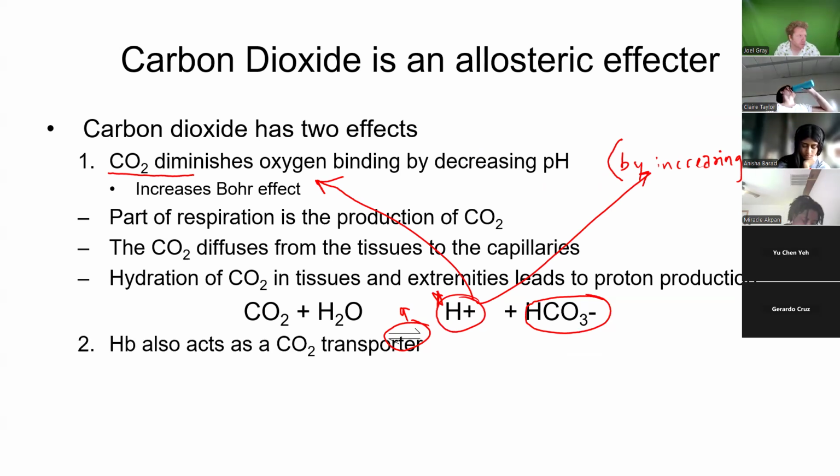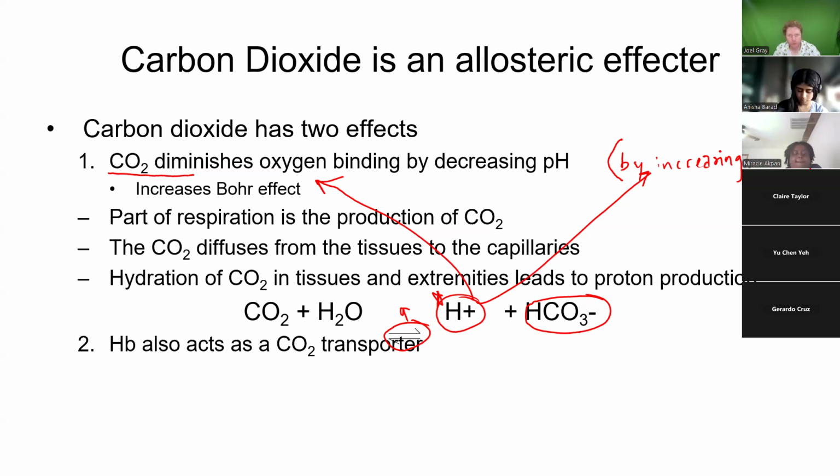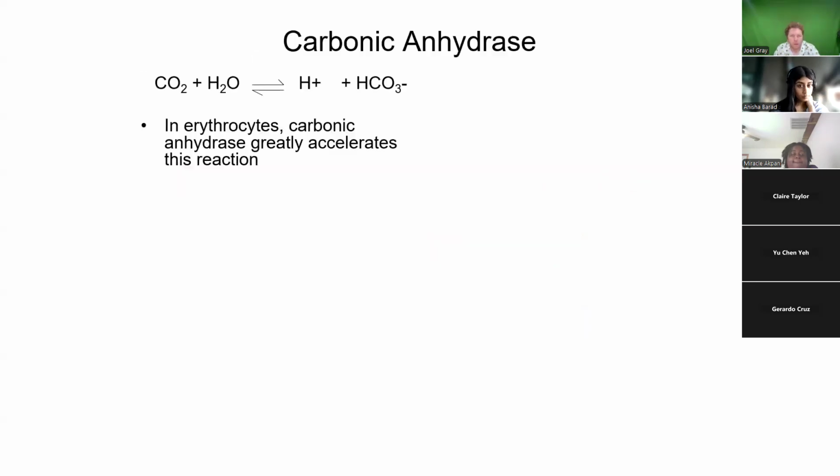In addition to that, hemoglobin acts as a CO2 transporter. So we typically only think about hemoglobin as an O2 transporter, but lo and behold, it can also be a CO2 transporter. I'm going to come back to this point after our next slide. This is the hydration of CO2. The enzyme carbonic anhydrase speeds up this reaction. This spontaneously occurs, but the enzyme makes it go a little bit easier and a little bit faster. CO2 plus H2O yields a proton and HCO3.